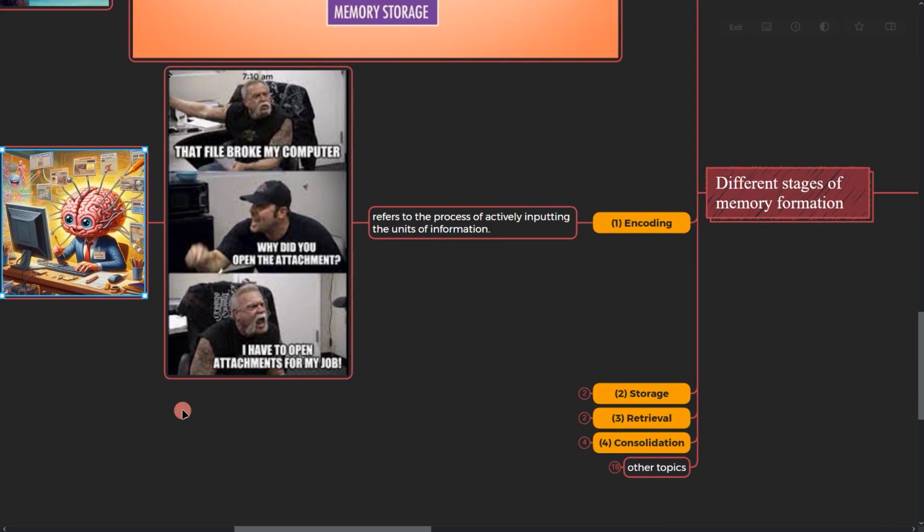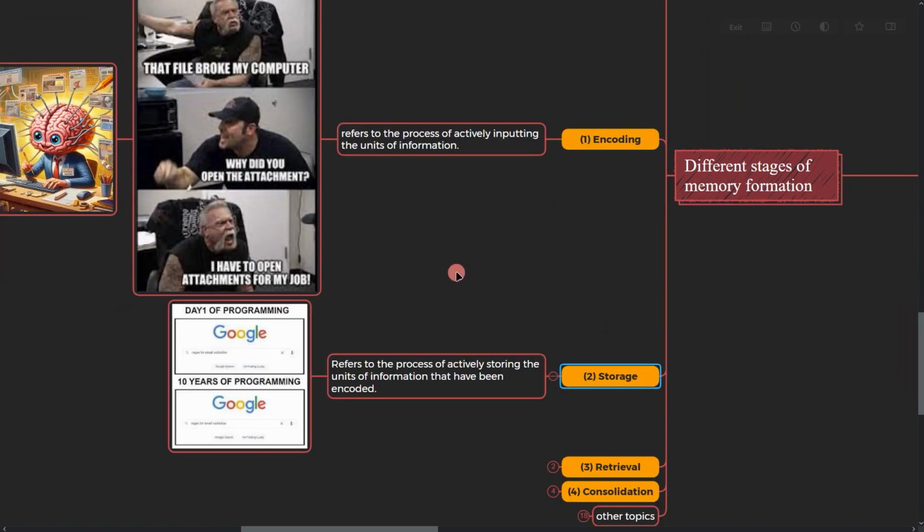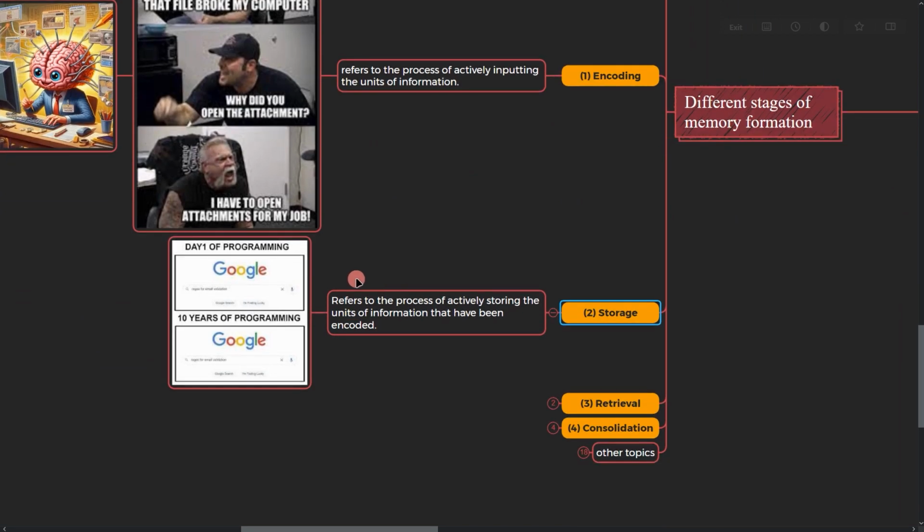Alright, so the second part is storage. It refers to the process of actively storing the units of information that have been encoded. So like on day one of programming, you use Google, but after 10 years you still use Google because you don't know what to do.